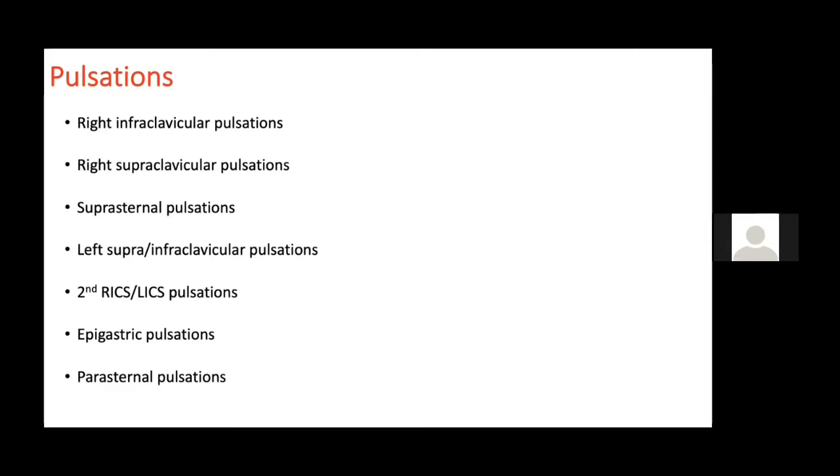The left supraclavicular or infraclavicular pulsations are usually seen in patients with PDA. We know that the PDA murmur is best heard in the left first intercostal space, in the left infraclavicular area, and this is the area where you should look for the supra and infraclavicular pulsations.